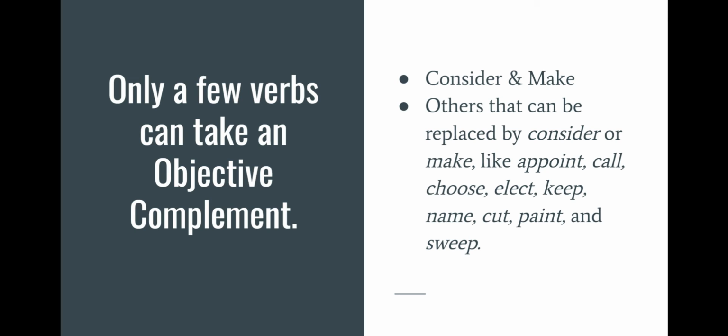Only a few verbs can have an objective complement. Those verbs are consider and make, and any other verb that means the same thing as consider or make, like appoint, call, choose, elect, keep, and any of those others. If you can replace it with consider or make, it can have an objective complement. Otherwise, it can't.